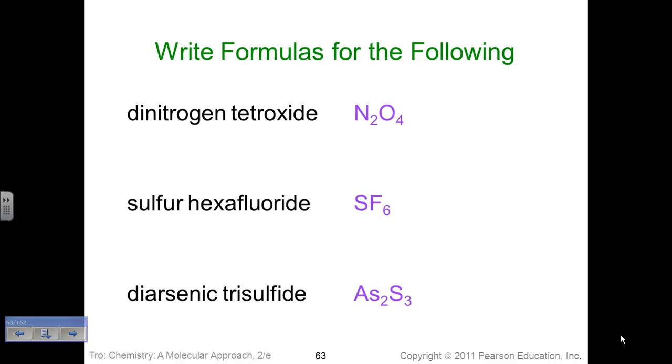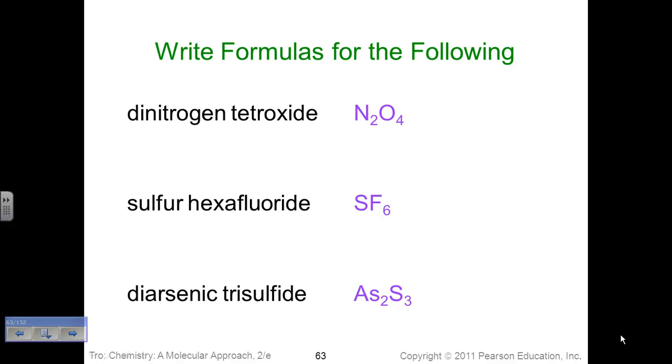So in that first example here, dinitrogen tetraoxide, we can see that there would be 2 N's and 4 O's. We would not reduce those down. It's left as N2O4. Sulfur hexafluoride. The element sulfur, I do not hear a prefix, so I know it was a 1. Hexa tells me the number 6, and the element fluoride is the symbol F.